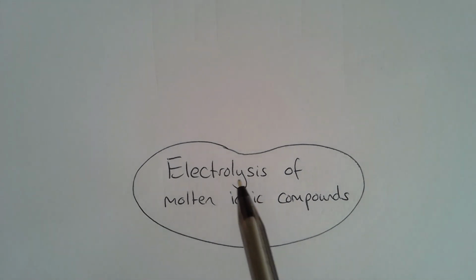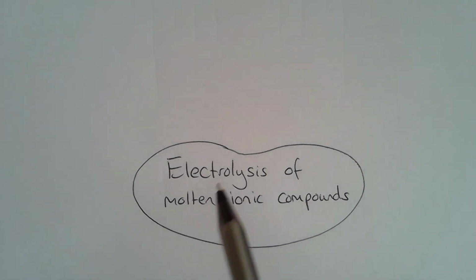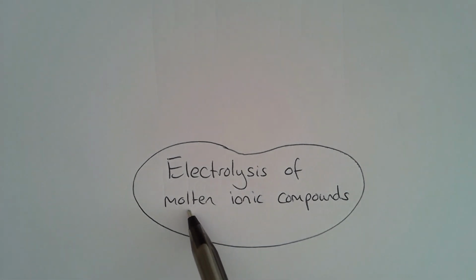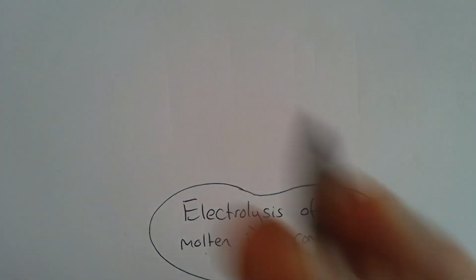Electrolysis means the decomposition or breaking down of an ionic compound using electricity. The word molten here means that it's melted. We use the word molten because it takes place at a high temperature. An ionic compound is obviously a compound made of metal ions and non-metal ions. I will make sure we make some notes of this as we go along.